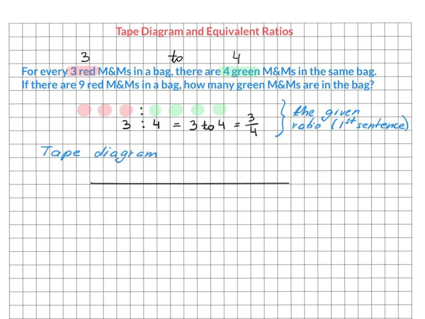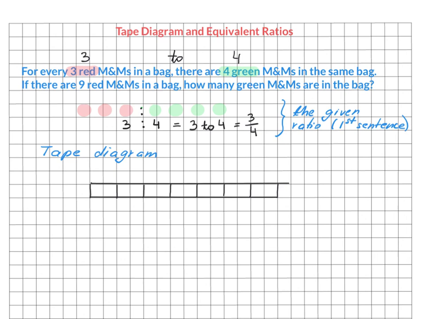The easiest way to do that is I'm going to start from the beginning, and then each 2 squares are going to be 1 part. So I have 3, 4, 5, 6, 7. So pause the video and finish drawing the tape.